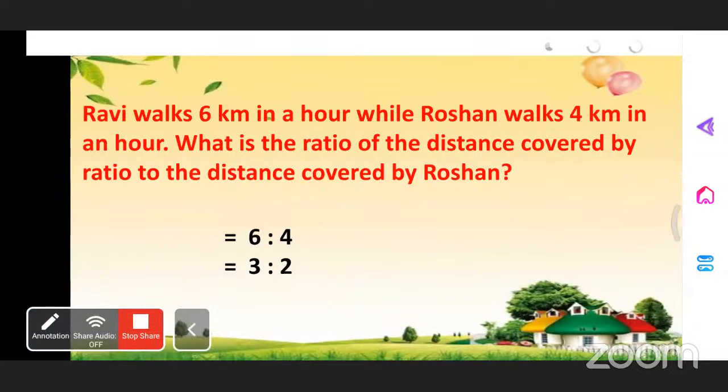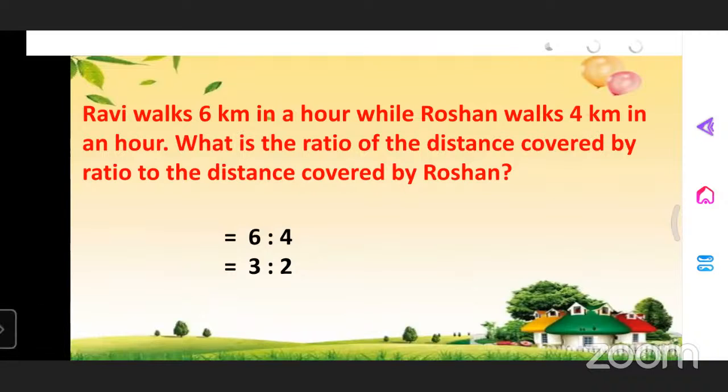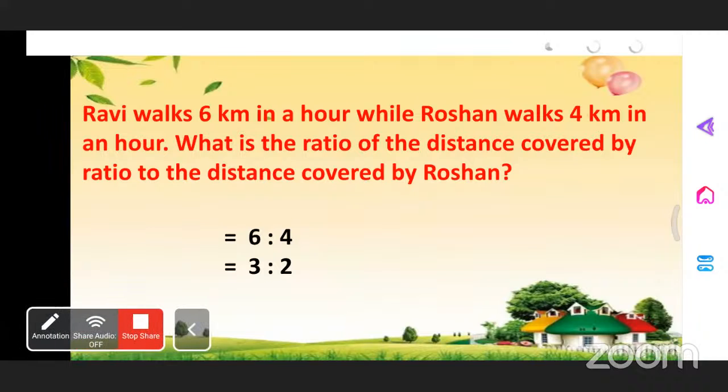Ma'am, if Ravi walks 6 kilometers in 2 hours while Roshan walks 4 kilometers in 1 hour, like that question is given, means for Ravi we have to take 1 hour or 2 hours, ma'am. Very good, Kana. I get the expected question from you. Very good. Nice question you ask. All are here the question, Kana? Kana, please tell me the question again.